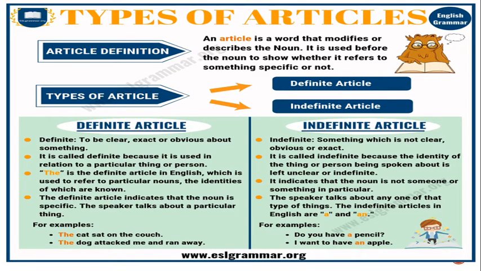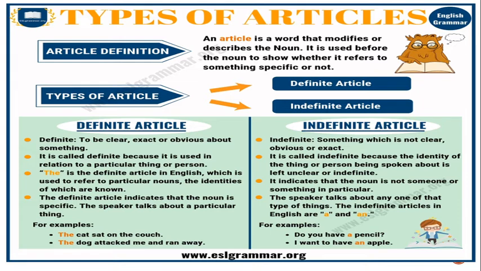First of all, let's know the detailed information about articles. There are two types of article: definite article and indefinite article. Actually, the meaning of the word article: an article is a word that modifies or describes the noun. It is used before the noun to show whether it refers to something specific or not.